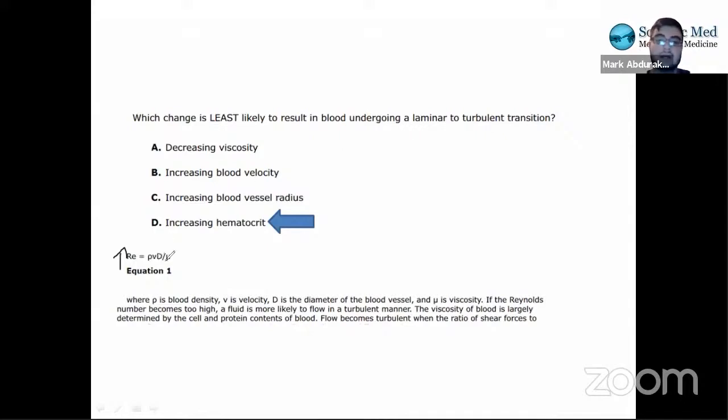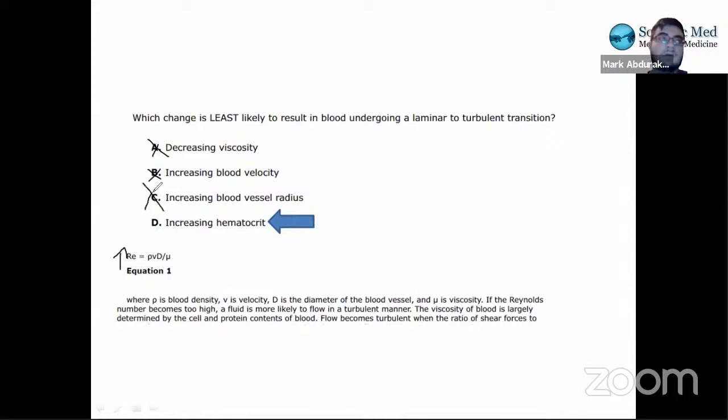Well, decreasing the viscosity is over here. If you make the denominator smaller, it makes the whole number bigger, right? So it's not this. Increasing blood velocity: velocity is in the numerator. Increasing something in the numerator will make the number bigger, so not B. C, increasing blood vessel radius. Radius is essentially diameter. So increasing diameter, again in the numerator, will make the Reynolds number bigger, so it's not C.